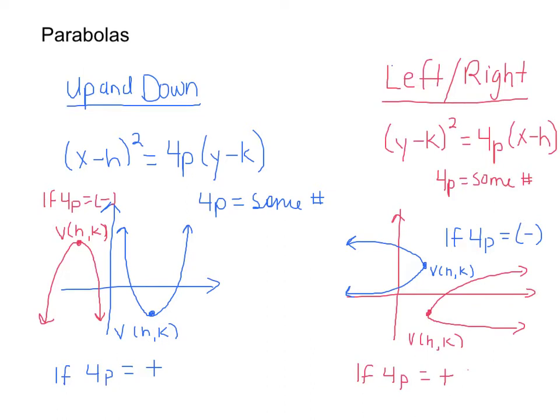Now, vice versa, if you have a parabola that is opening left and right, the standard form equation is (y − k)² = 4p(x − h). And again, 4p is just some number. But if that number, 4p, is negative, then it's going to be opening to the left. And if 4p is positive, then it is going to be opening up to the right. All right, so let's look and see how we're going to graph these when they're written in standard form.